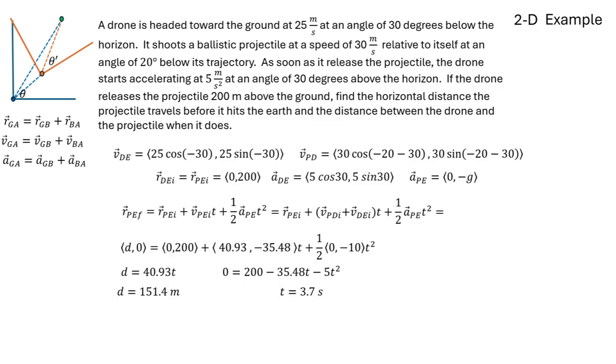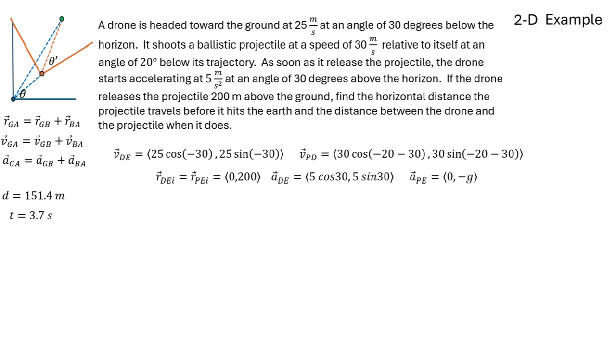Okay, how about the other part? Now we want to find the distance between the drone and the projectile. So now what we want to do is be in the frame of the projectile and the drone. The position of the projectile relative to the drone is the initial position plus v initial t plus 1/2 at squared. So the good news is this we know, this needs to be worked out, and we already know how to work it out.